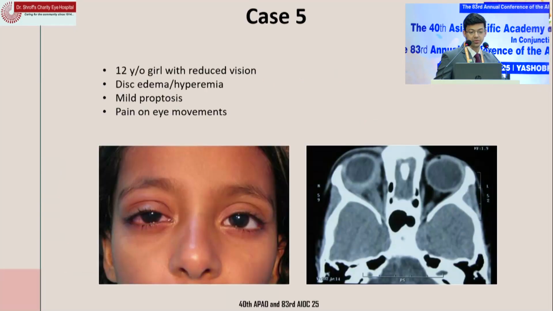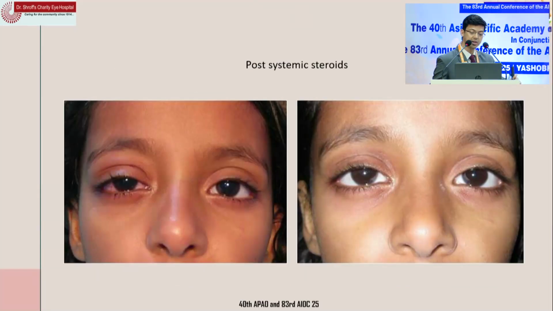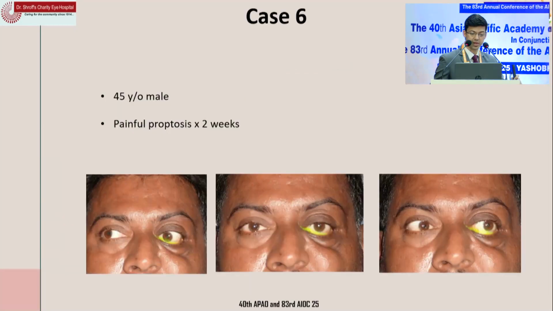Another case of a child who presented with reduced vision, and on fundus examination there was disc edema. On the external photo you can see there is congestion, ptosis and a mild proptosis also. The eye movements were very painful. Imaging revealed some thickening near the sclera, which can be seen there, and along the optic nerve. This patient received systemic steroids and improved. So a probable diagnosis of apical neuritis was made.